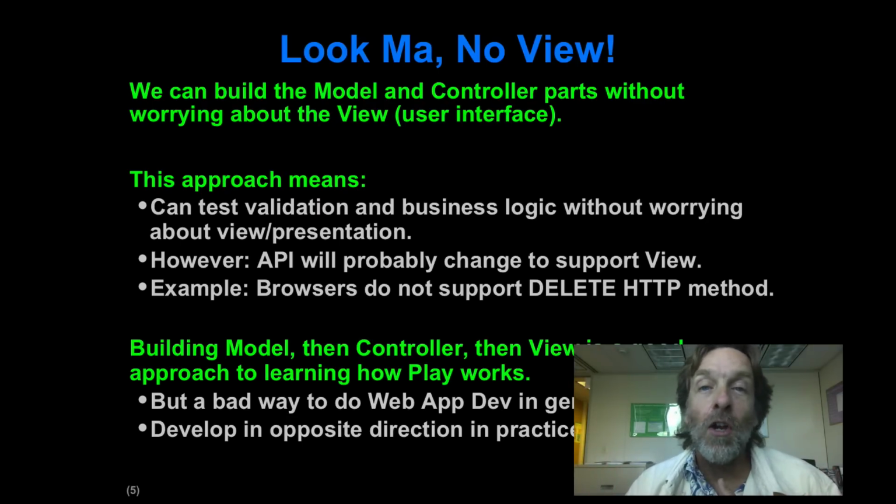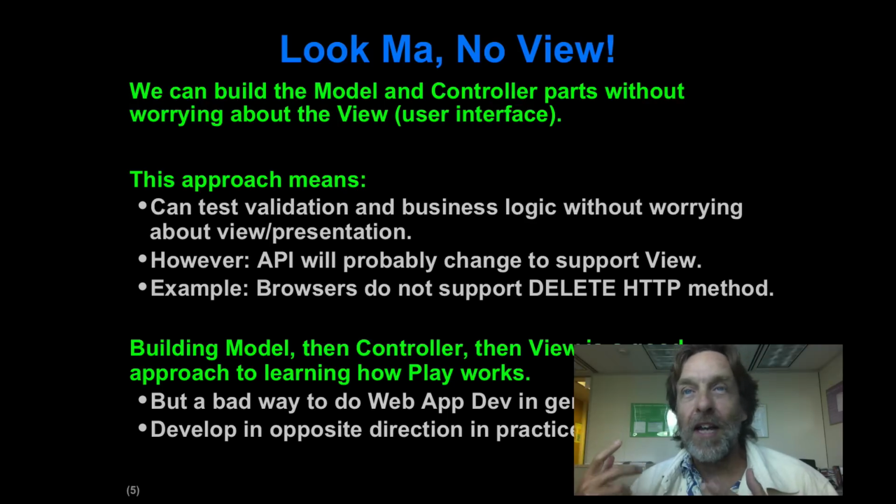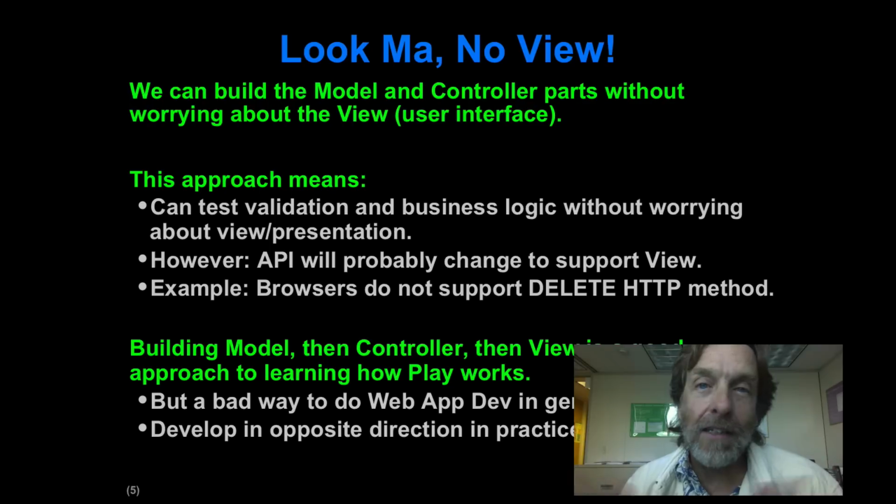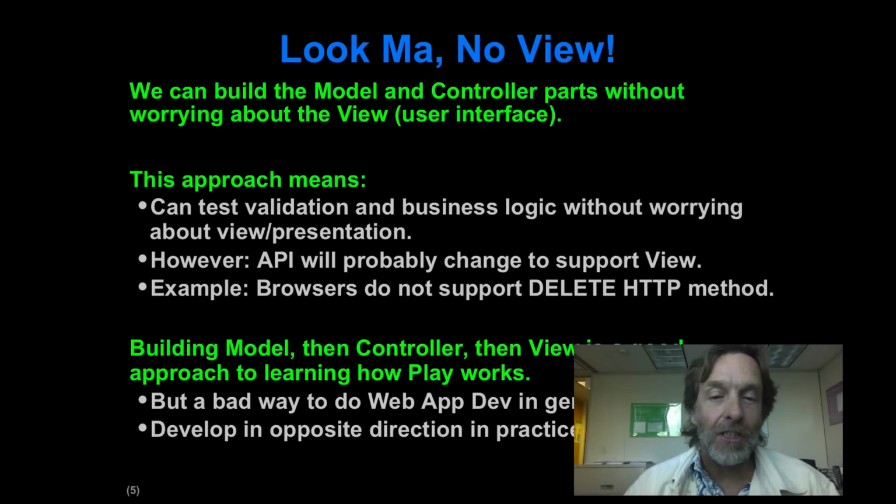The bad news is that once you actually go out and try to implement your view, you're probably going to have to make some modifications to your API to support the view. For example, views normally depend upon... Browsers don't have a delete method. They usually don't emit the delete HTTP operation, so we're going to fiddle around with our API a little bit. And that's okay. That's really fine. It's kind of a minor change.